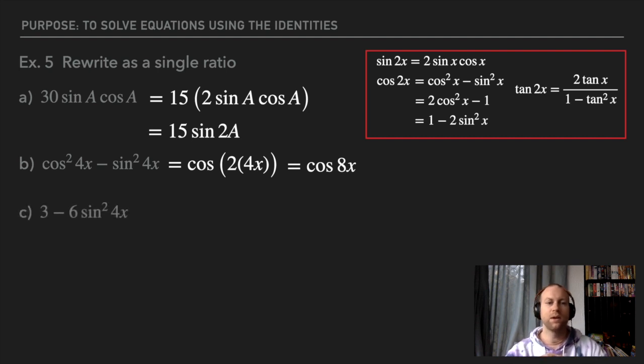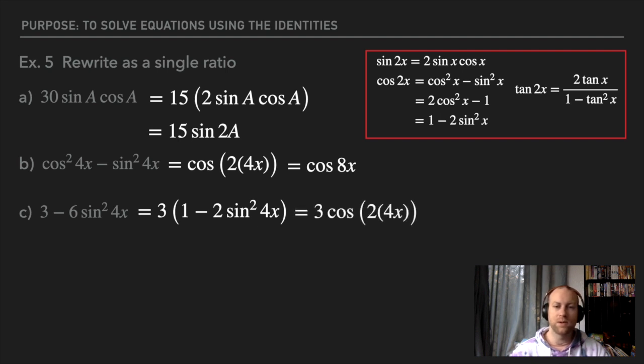Then we've got 3 minus 6 sine squared 4x. Looking at our equations, this most represents the bottom left. But we've got an extra factor of 3 in there. So let's take out that 3. And this looks closer to what I've got there. But again, I've got 4x in my original equation instead of x. So we doubled that original angle, and we get 3 cosine 8x.